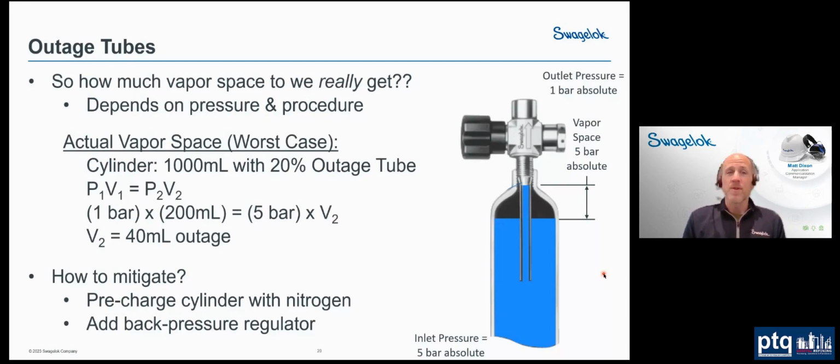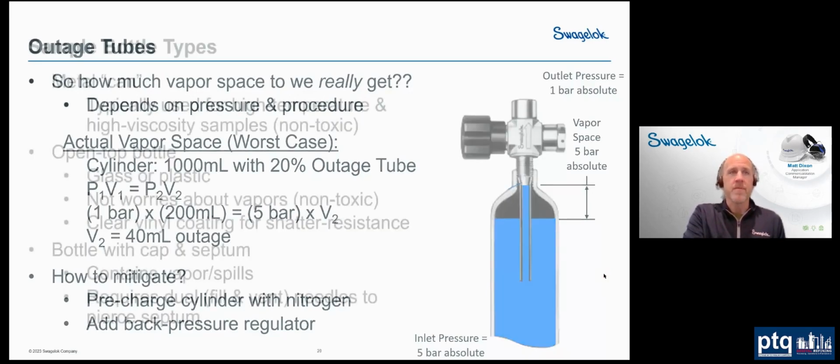So we could pre-charge the cylinder or use a back pressure regulator, for example, to increase that start pressure. So if we weren't starting at 1 bar in the vapor space, if we were starting at say 4 bar, then proportionally that compression is much less. So we would end up with a much larger vapor space. Or of course, you could just take the easy route, which would just be to get a longer outage tube. So different ways of approaching this.